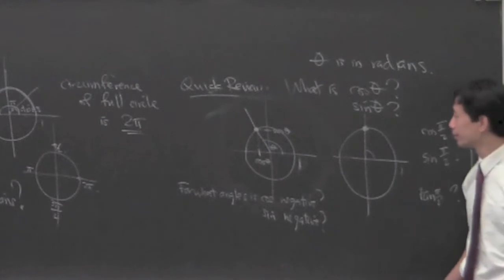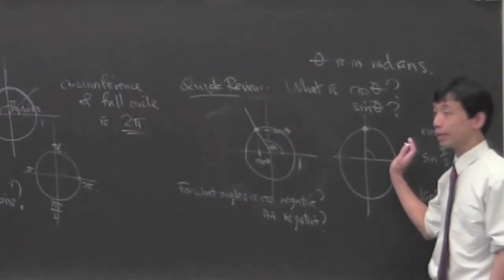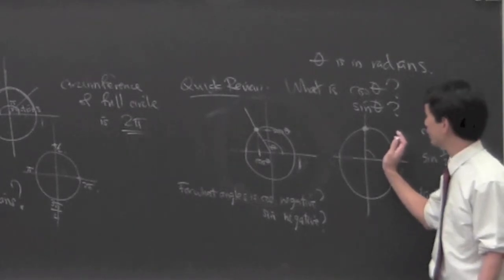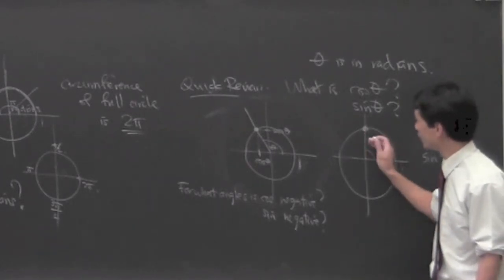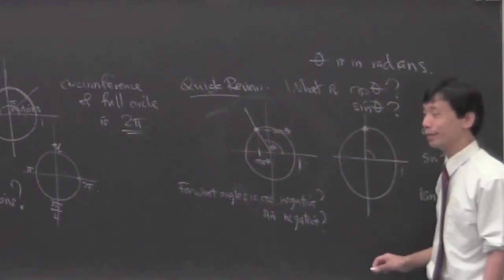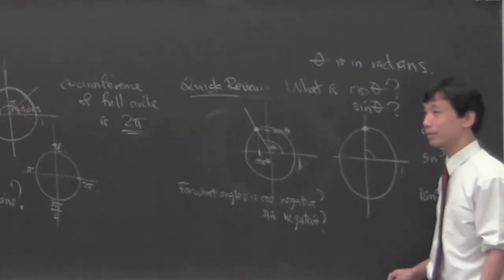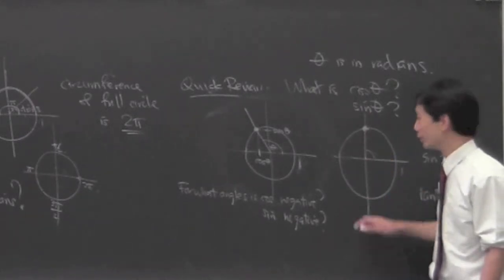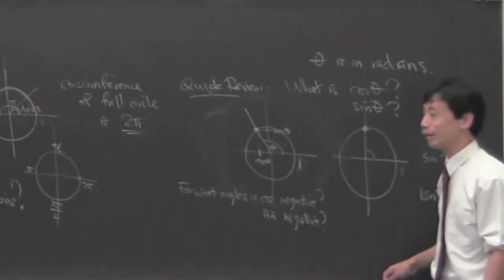Okay, so the way I thought of it was, because you said cosine is negative, do you mean to say all the x values which are negative? That's right. It would be the angles which give you points whose x values are negative. So it would be all the angles between 90 degrees and 270, between pi over 2 and 3 pi over 2. Is that right?